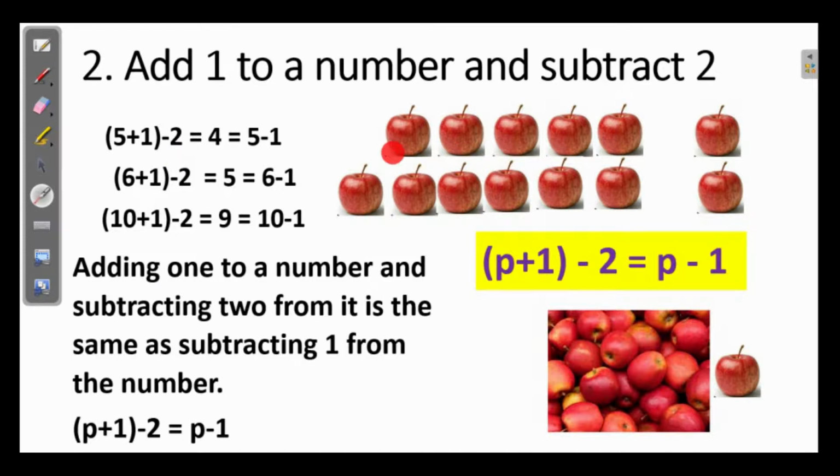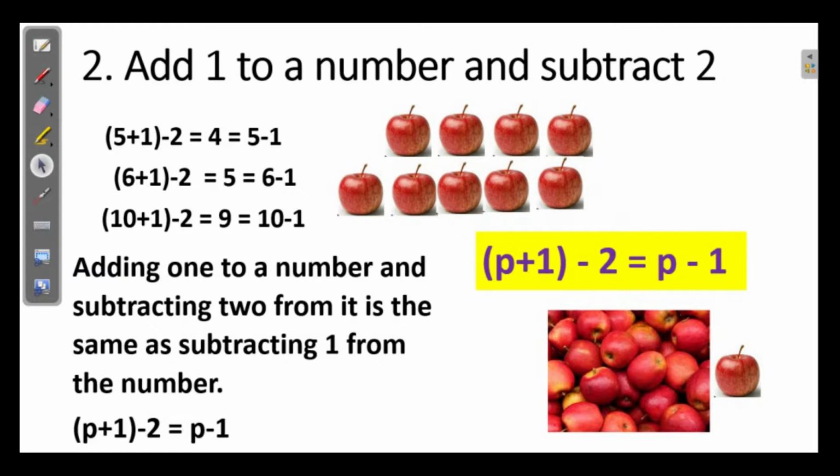So, first 5. Add 1 to the number means 5 plus 1. And then we have to subtract 2. So, we have to take 2 from here: 1, 2. That means from the first set, only 1 is taken away. So, it is 4, equal to the first number minus 1. Then, if we take 6 plus 1, 6 apples are taken and 1 more, so 7. Minus 2, taking 2, is the same as taking 1 from the first set.